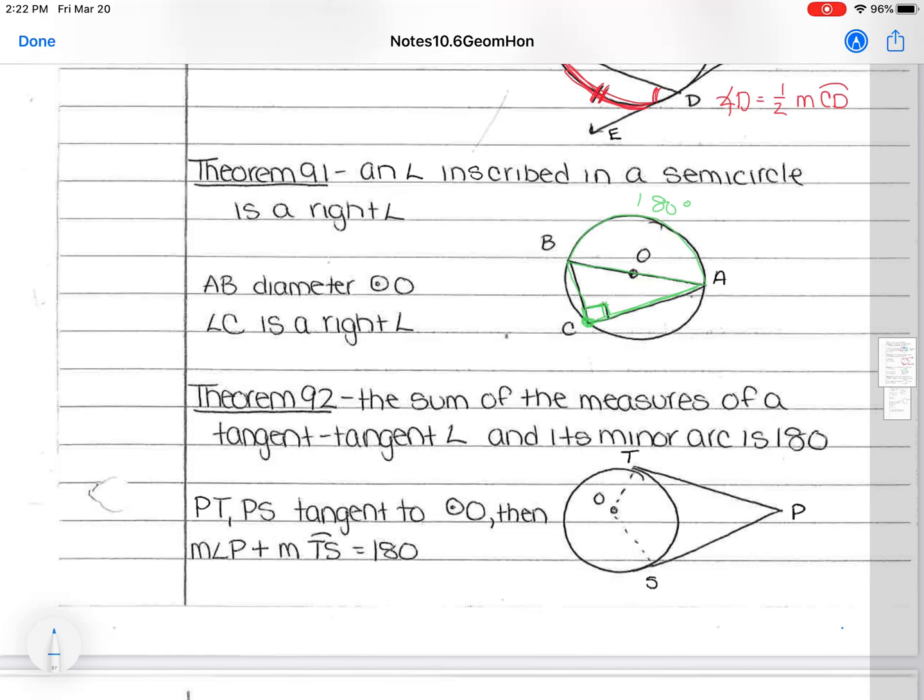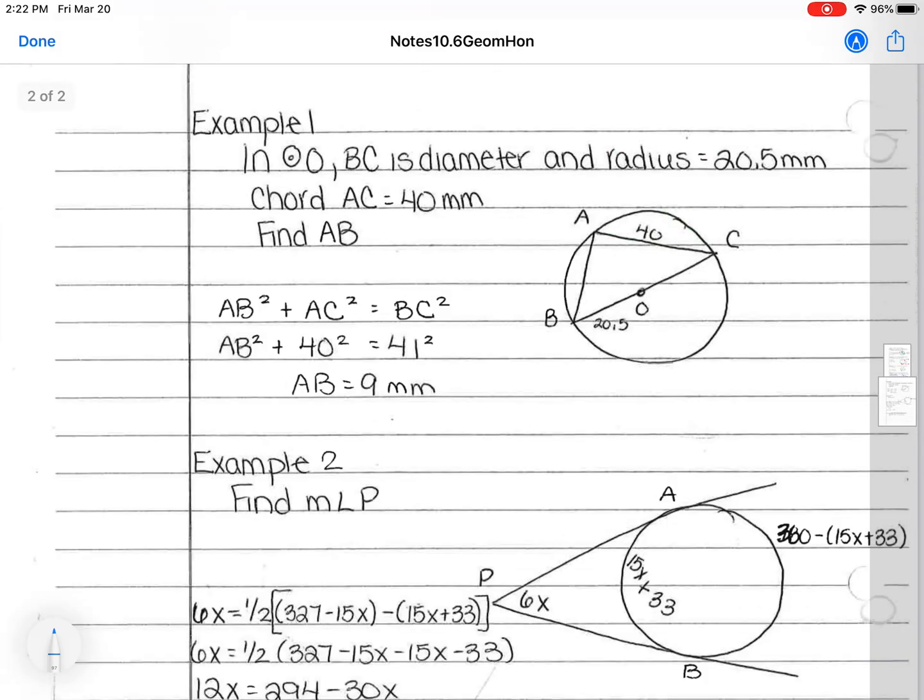And then last and final theorem is 92. It says the sum of the measures of a tangent angle and the minor arc is 180. That only goes for tangent, nothing else. So if PT and PS are both tangents, they start from the same external point, then you can say that angle P plus the minor arc, which is the one that's closest to it, TS, adds up to 180 degrees for that.